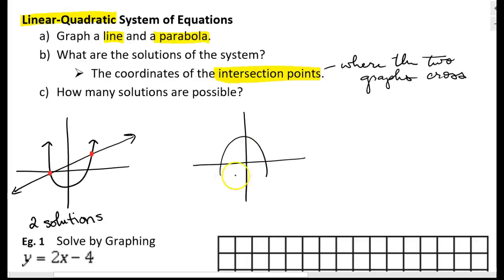A tangent is where a line will touch a curve but not actually pass through it. Let's see if I can draw this well. There we go. Now imagine that that's like a straight line, not a little bumpy one, where we get a single point where it just touches our parabola but doesn't actually pass through it. That is where we get one solution. We call this line a tangent.